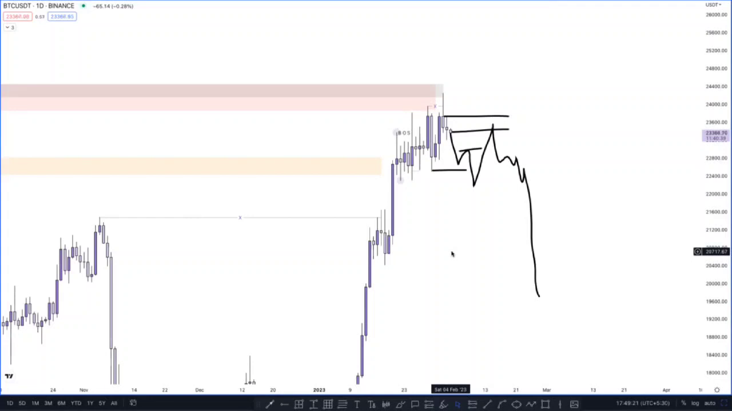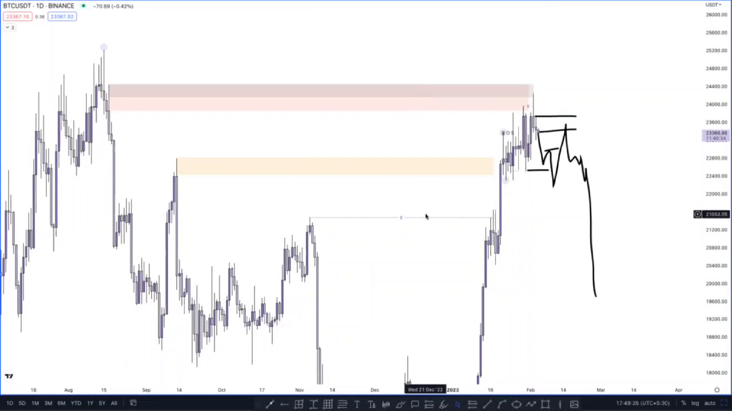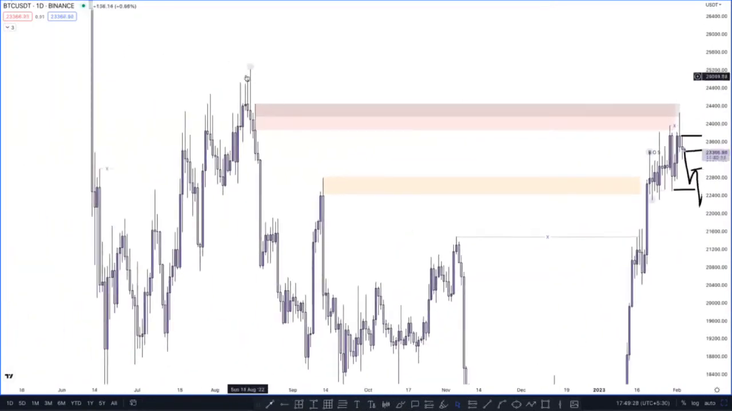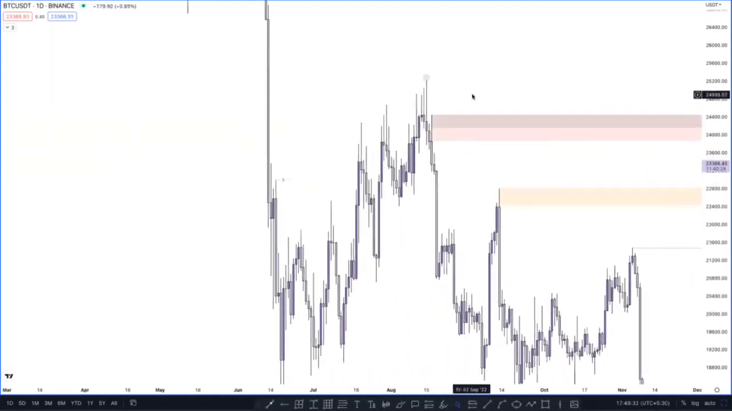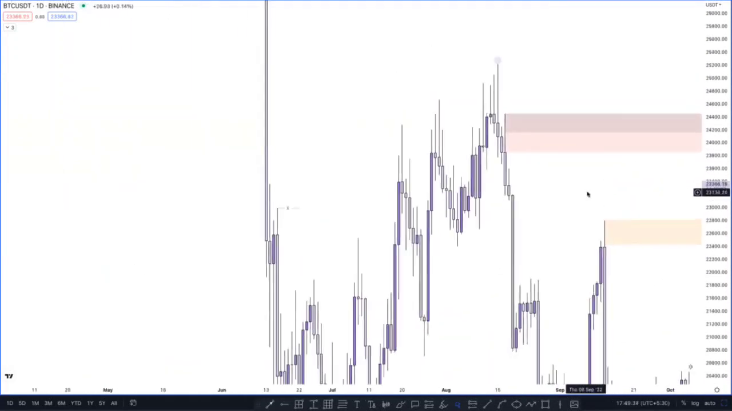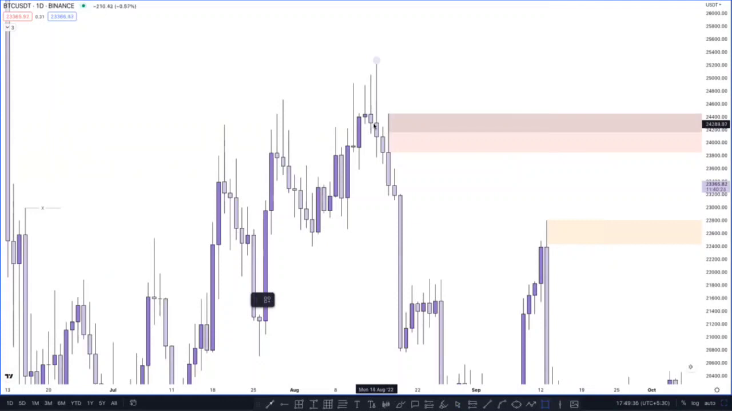There is an order block above, why not consider it? Which order block? This one, maybe here. But this side is also mitigated here. That's why I'm not taking this one. Look at this one. This side is mitigated by this wick. That's why I'm not taking it.